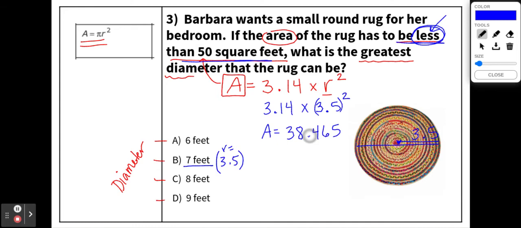38.465. Now, I know you may be thinking, that's a little bit too small. She could go bigger. But remember, the 8-foot was too big, right? So we're going to have to go one size down, and we're going to have to choose B for our answer, because that's going to be less than 50 square feet. So we had a little bit of guessing and checking to do in order to figure out the rug for Barbara's room. All right, so we're going with answer B.